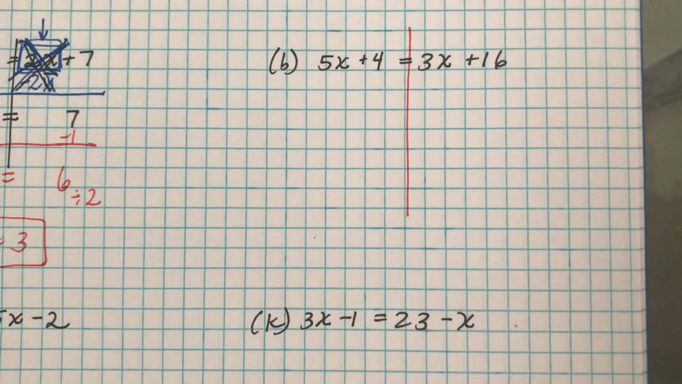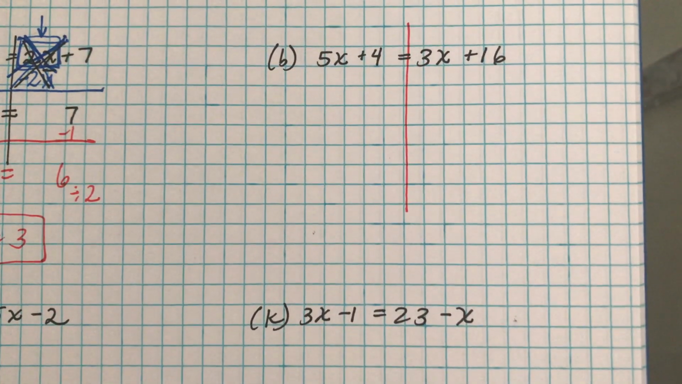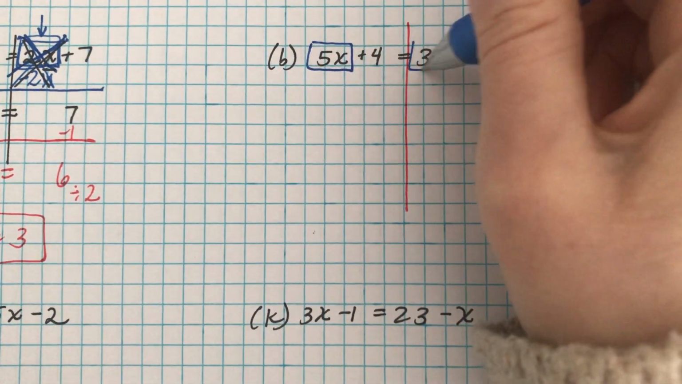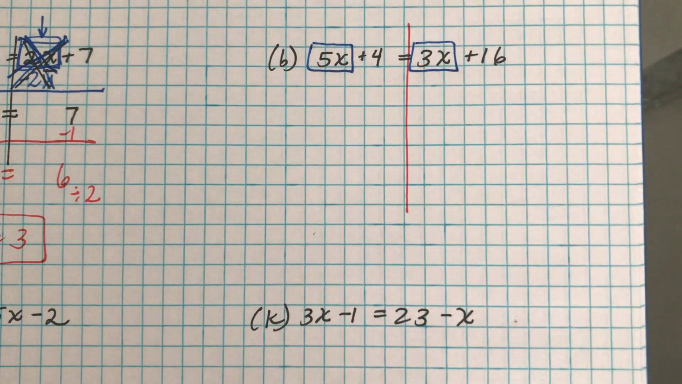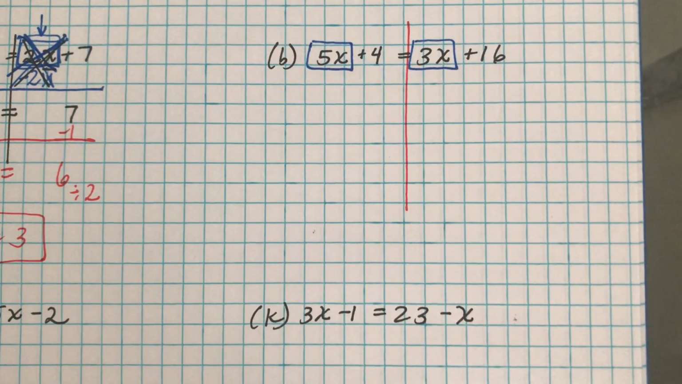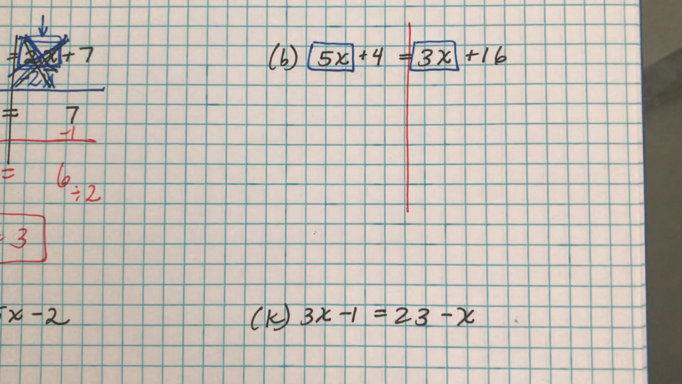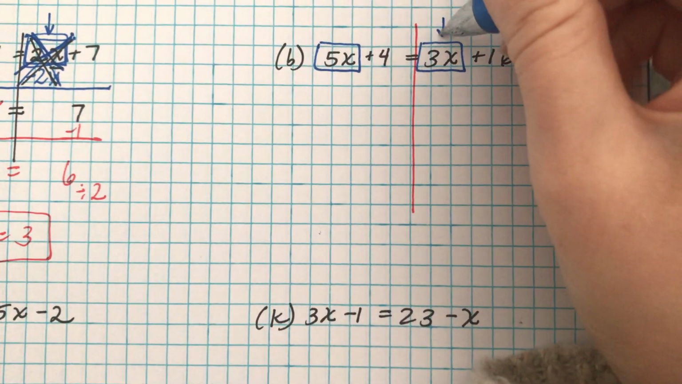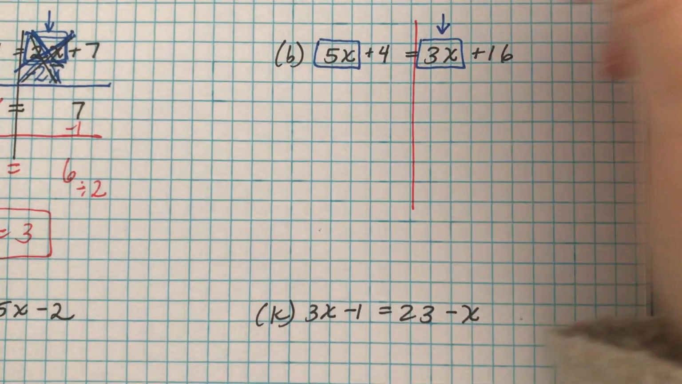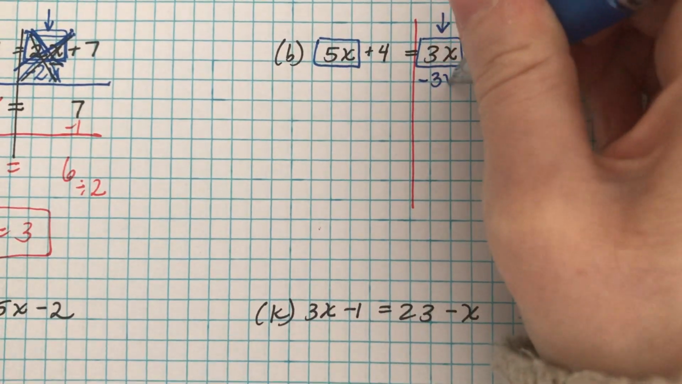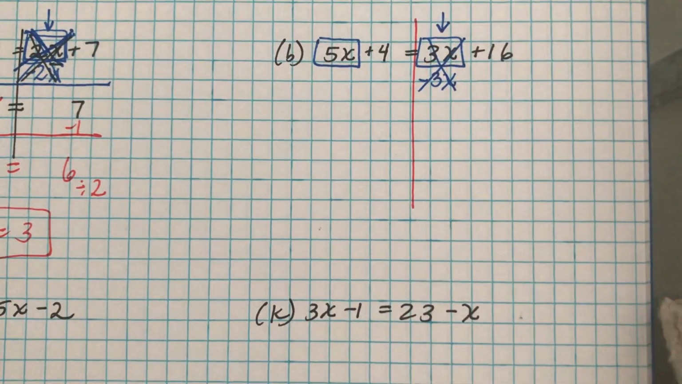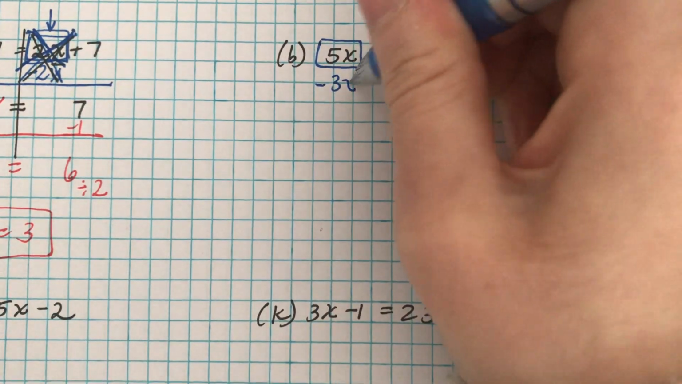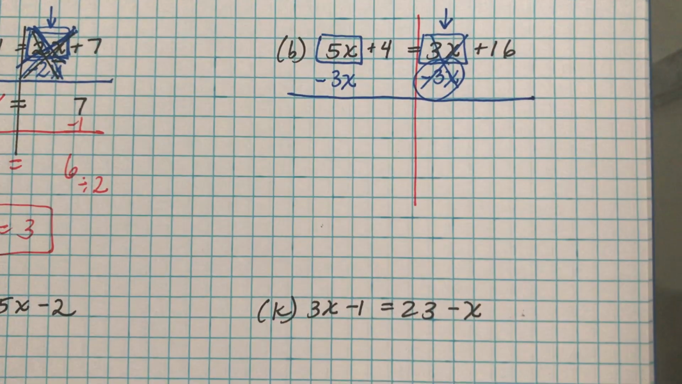All right, let's try letter B. Again, so I have 5x on the left side and 3x on the right side. Okay, I want to group all of the x's together on one side, or really just get rid of the x's from one side of the equation. This side has less x than the left side, so I'm going to take away 3x from this side so that I can get rid of it, right? But since I've taken away 3x on the right side, I need to also take away 3x on the left side. Okay, we're only dealing with the x's right now.